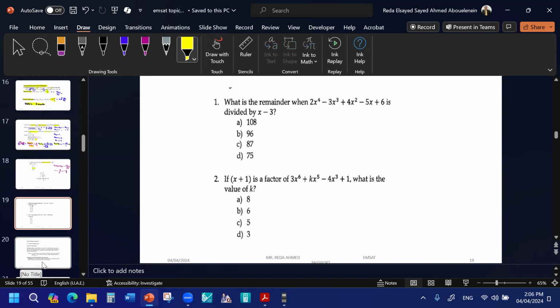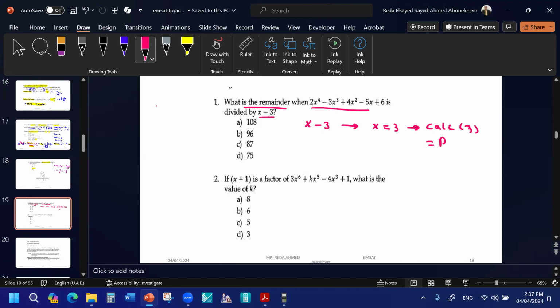One other question here: what is the remainder of the function when this polynomial is divided by x minus 3? We said the remainder means, since this is x minus 3, x equals 3. I'm going to calc 3 to find the remainder. You can check this by calculator.